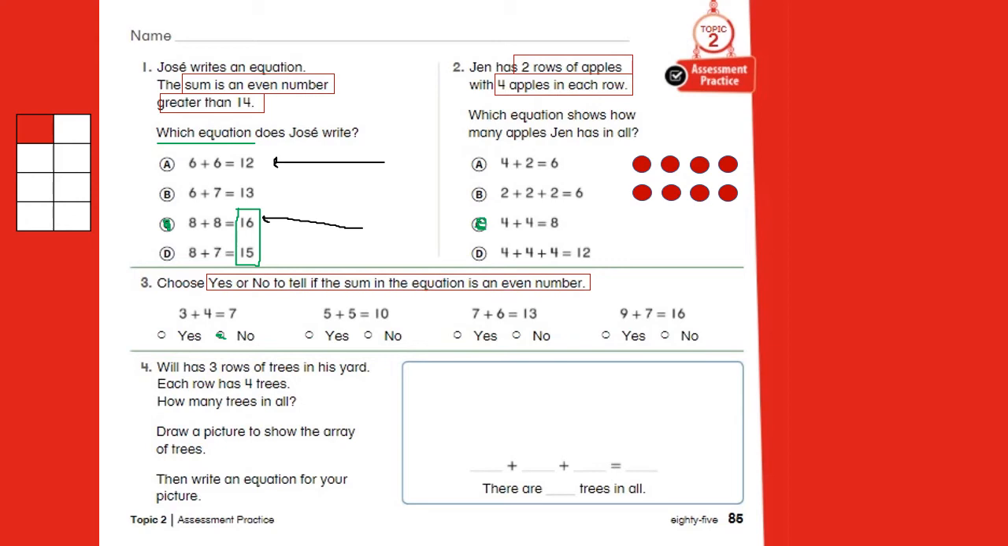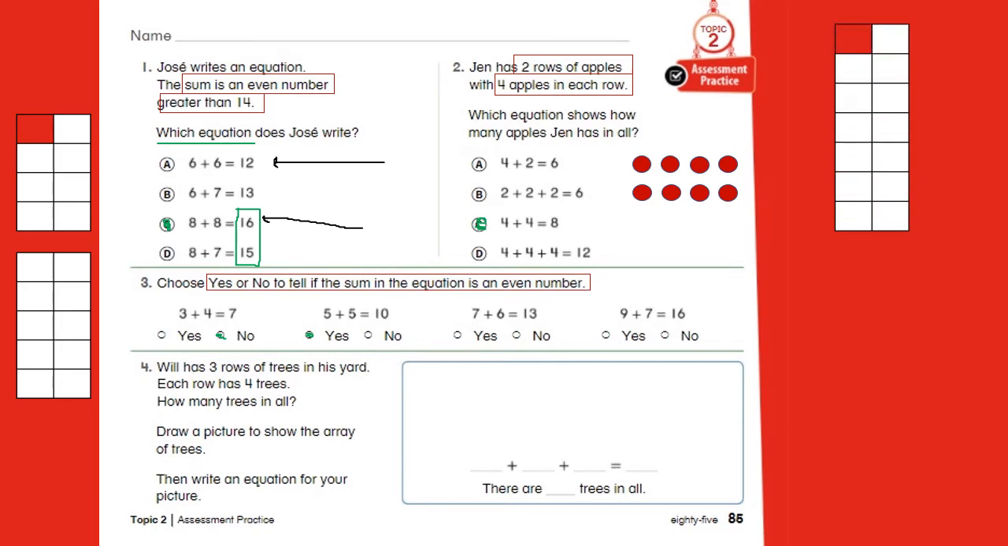The next one, 5 plus 5 equals 10. Well, 1, 2, 3, 4, 5. Two groups of 5. That is a doubles fact, and doubles facts are always even. Always. The next one, 7 plus 6 equals 13. Is that an even number? Well, again, we could just draw it. I've got 6 white squares and 7 white squares next to them. That looks like a near doubles fact, which means it is an odd number. So we're going to put no, because it's not even.